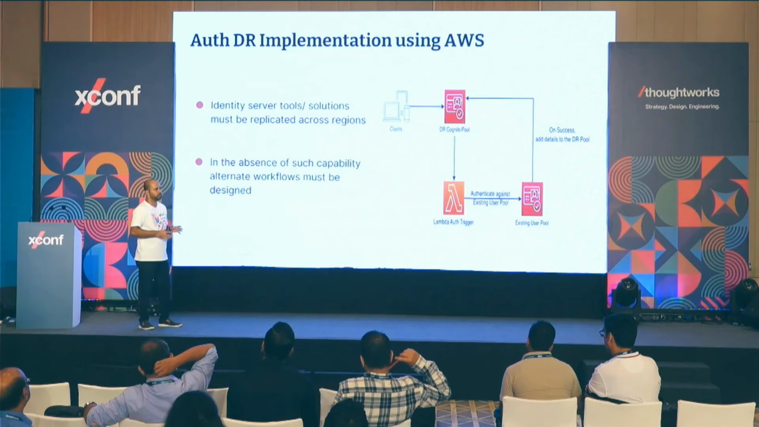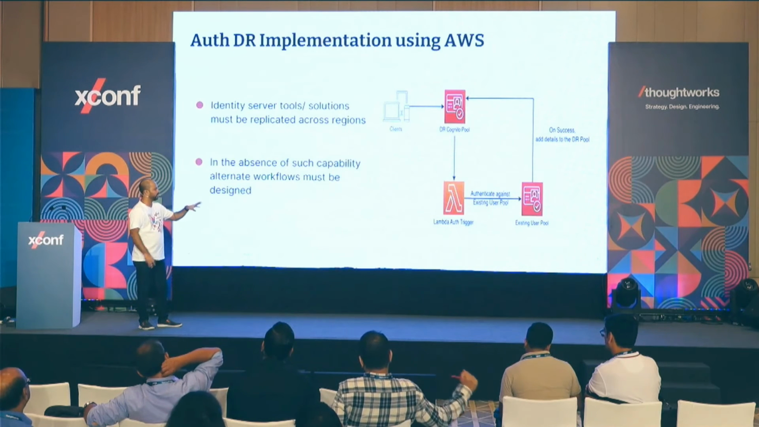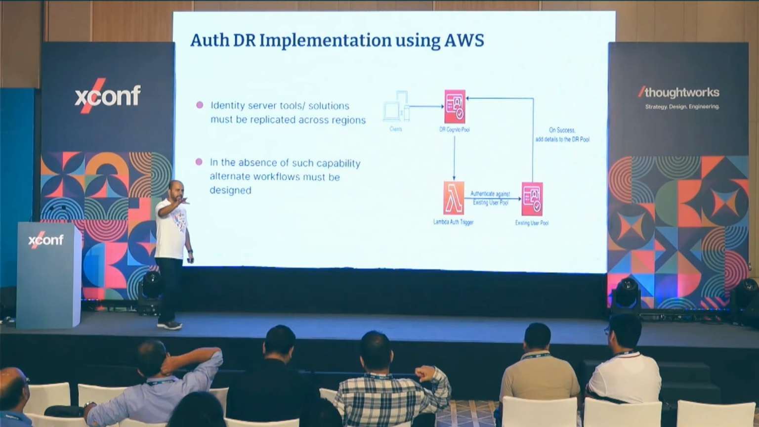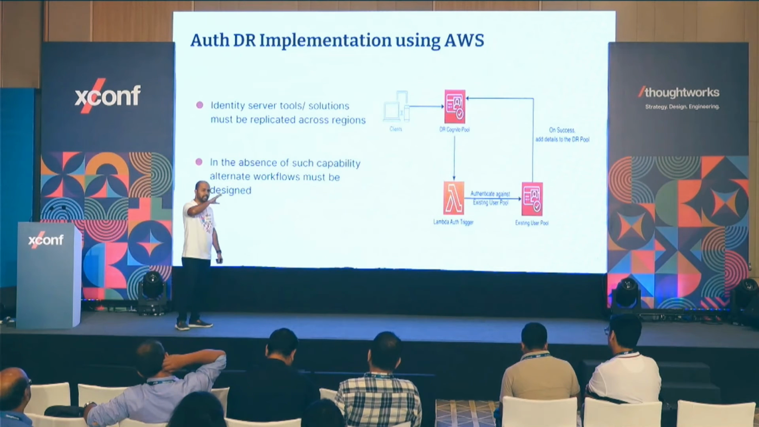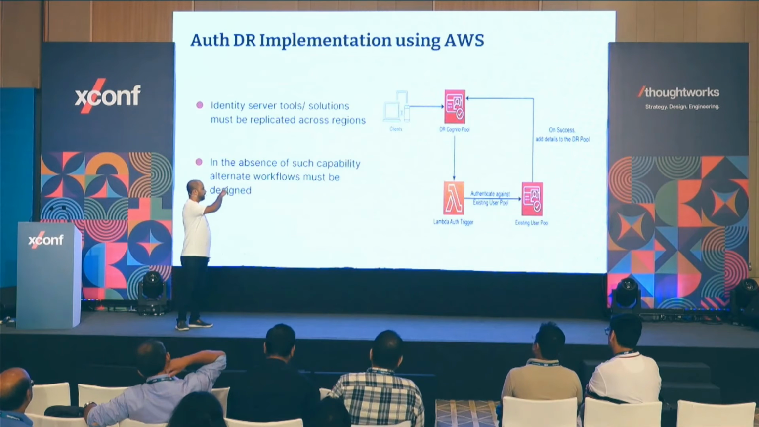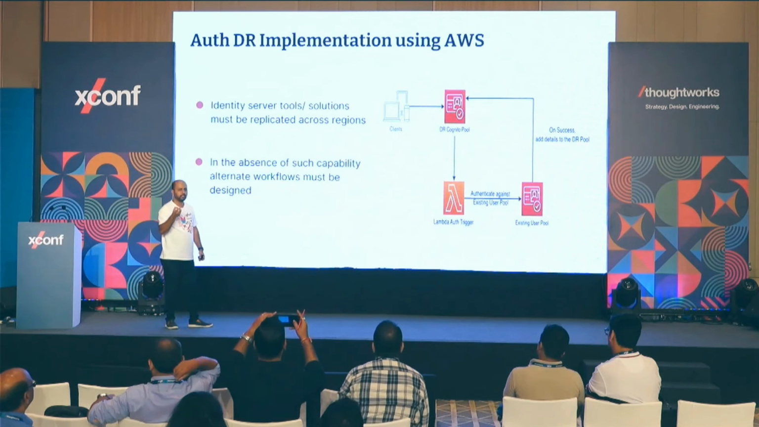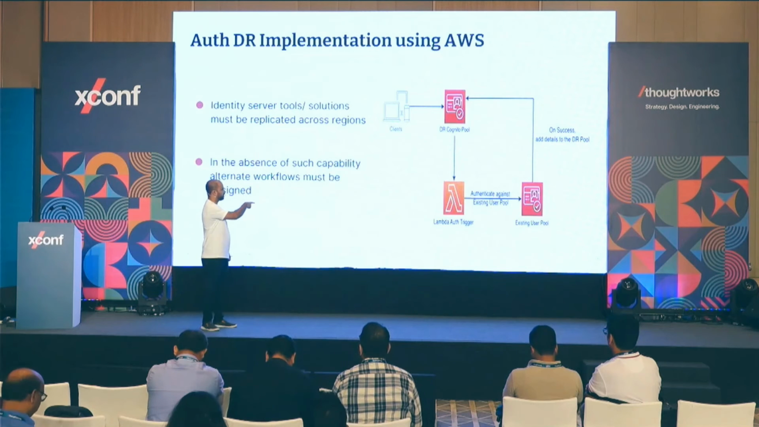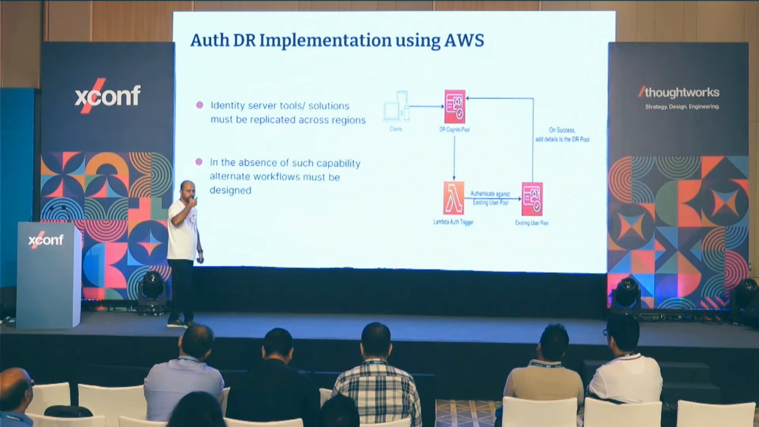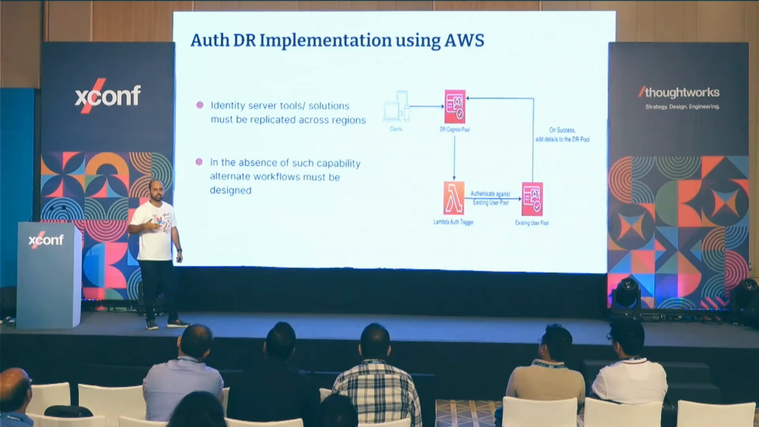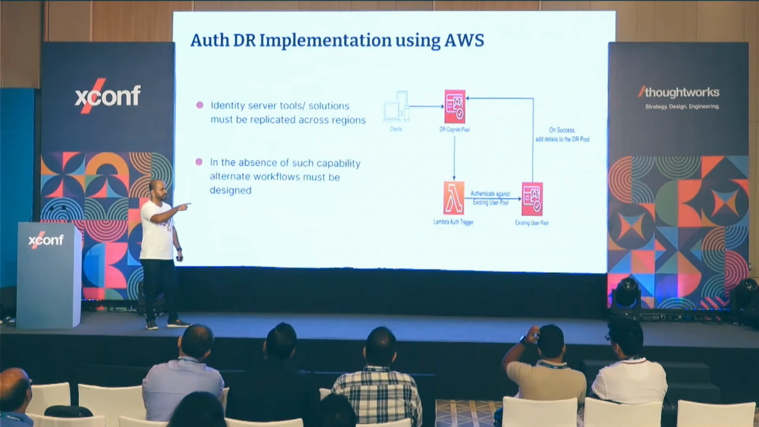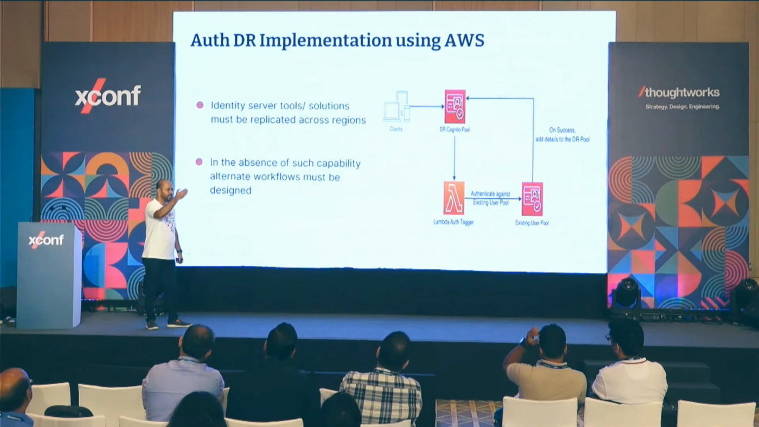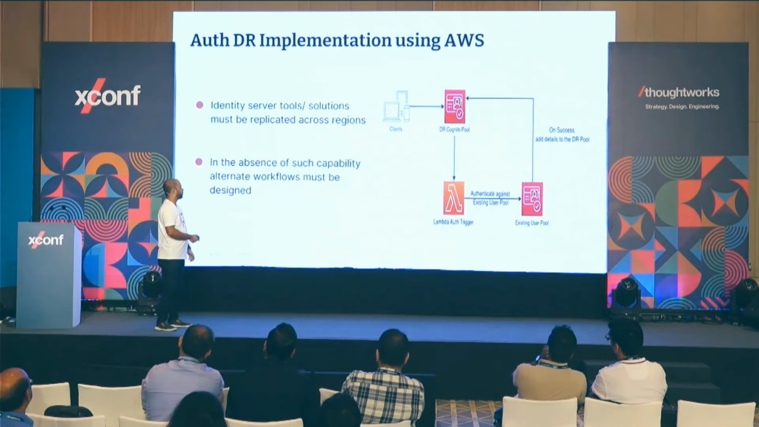What we came up with was an architecture wherein, in the initial phases, we direct the user to the DR region's user pool. We have a Lambda trigger, a pre-built trigger by AWS. Whenever the user tries to log in, it triggers the Lambda auth trigger. From the Lambda, it gets the authentication details, passes the code, gets the username and password, and persists it to the Cognito pool.